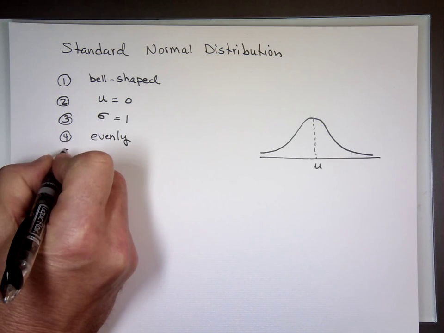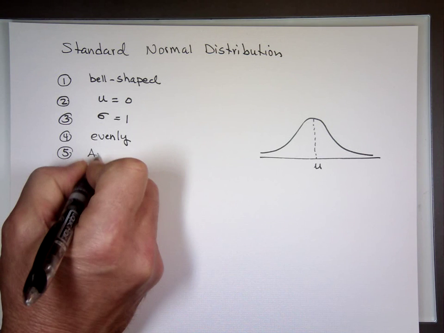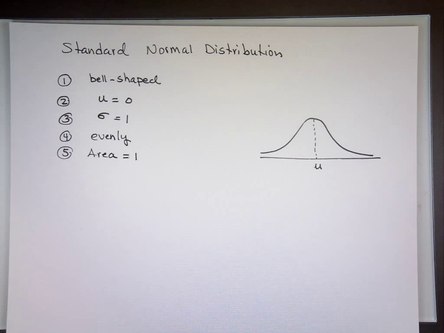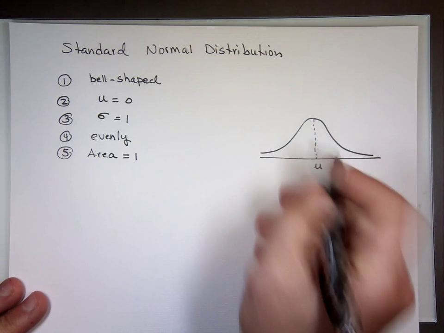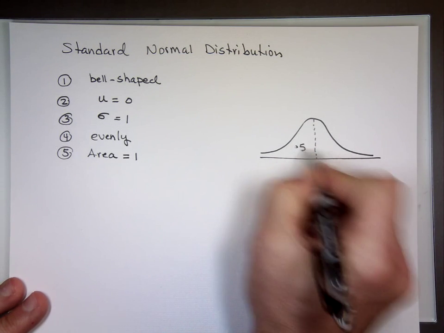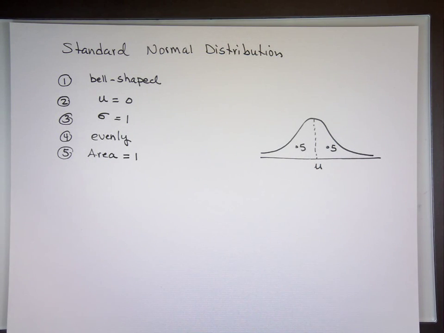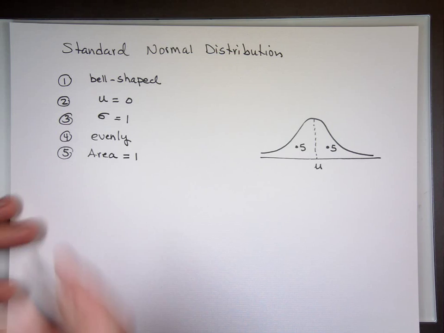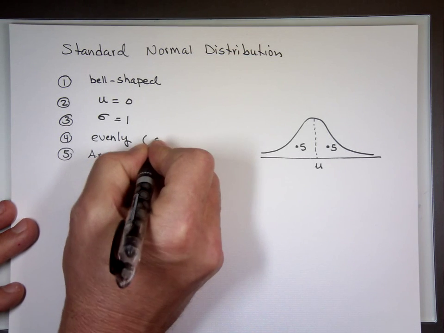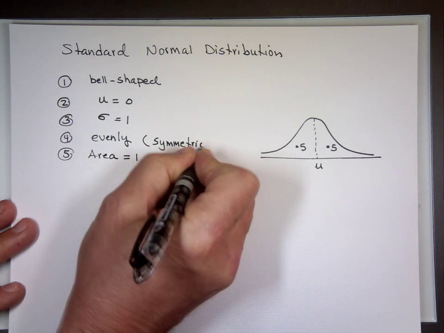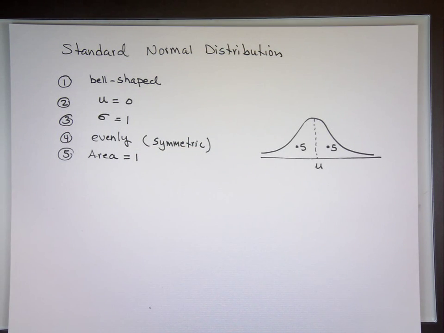And the other one we said, if you calculate the entire area under that, the area should be what? 1. Well, if it's spread evenly, that means to the left of this dotted line, the area is what? 0.5, and to the right of this is 0.5. It's 0.5 on the left side, 0.5 on the right side. The entire area is 1. And we say symmetric, evenly or symmetric. This becomes really important, symmetric.